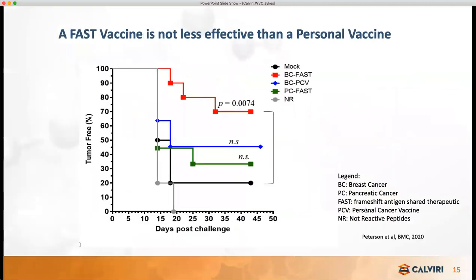So we did do a preclinical mouse study to determine whether or not there's any difference in the protection between a personal cancer vaccine and a FAST vaccine. And we saw no difference. Here we have our FAST vaccine in the red. It is certainly protective relative to the mock or these peptides that were not reactive in the cancer patients on our frameshift array.